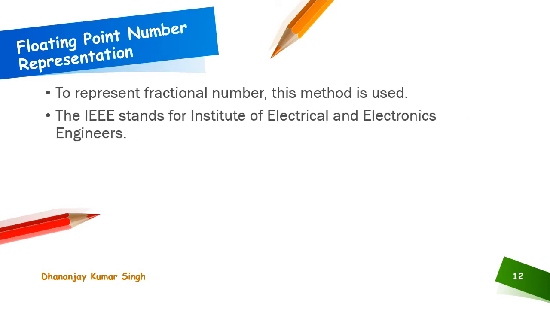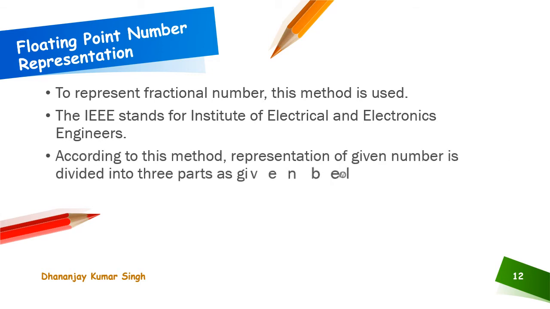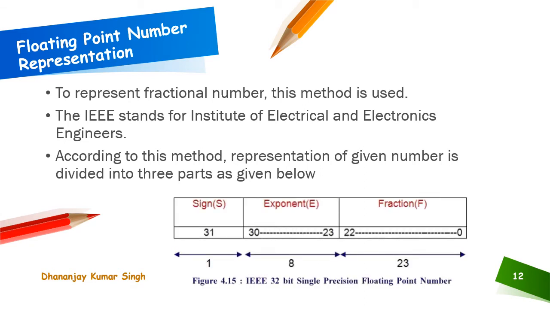IEEE stands for Institute of Electrical and Electronics Engineers. This method is used. That is the institute which developed the floating point number representation. According to this method, the representation of a given number is divided into three parts as given below. The first part is sign, the second part is exponent, and the last part is fraction. For the sign we use 1 bit, for the exponent we use 8 bits, and for the fraction we use 23 bits. Total will be 32 bits.